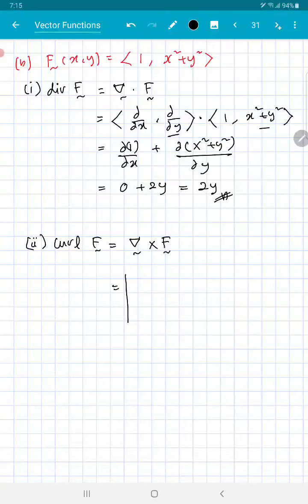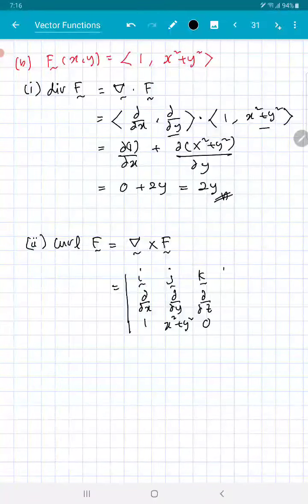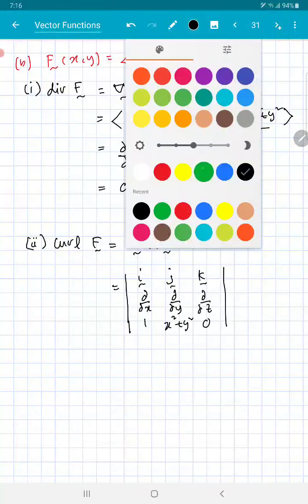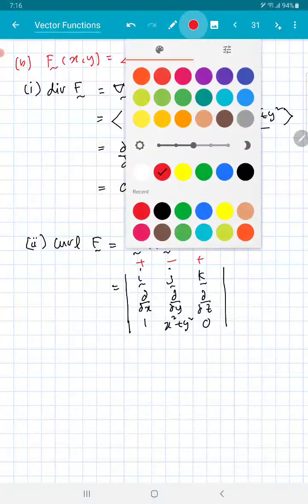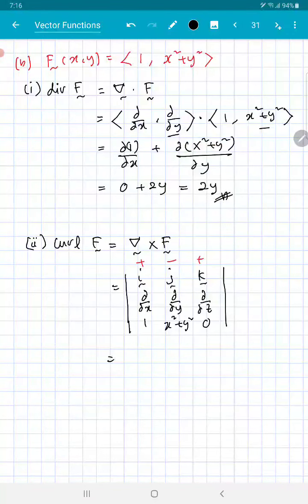Here our vector field f has only x and y components, but we still have a 3 times 3 matrix. We have i, j, and k. Del would be partial x, partial y, partial z, and the third row would be the components of f, which are 1 for the x component, x squared plus y squared for the y component, and 0 for the z component. The technique of finding the determinant is still the same as before. So the sign alternates: positive, negative, positive.